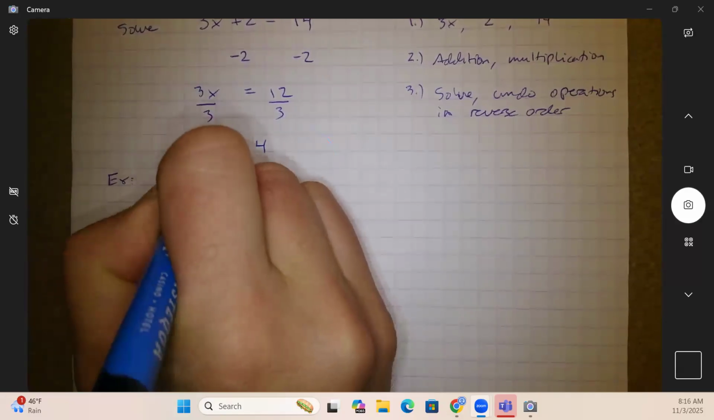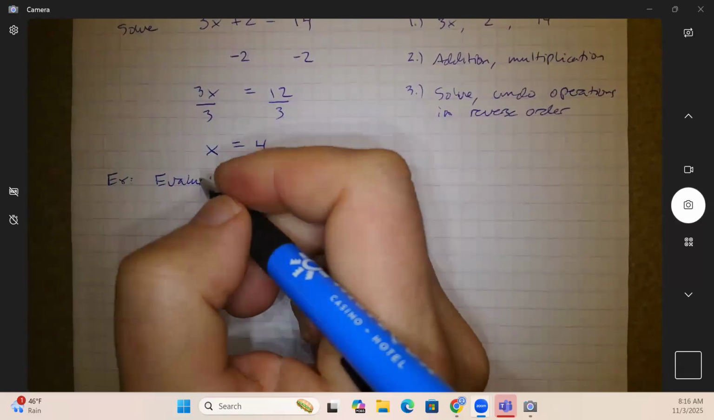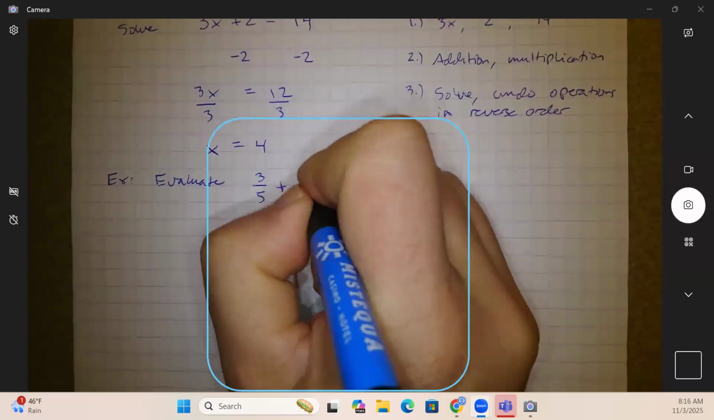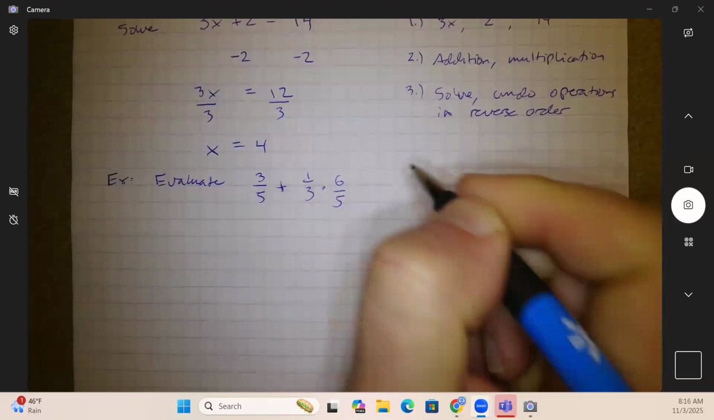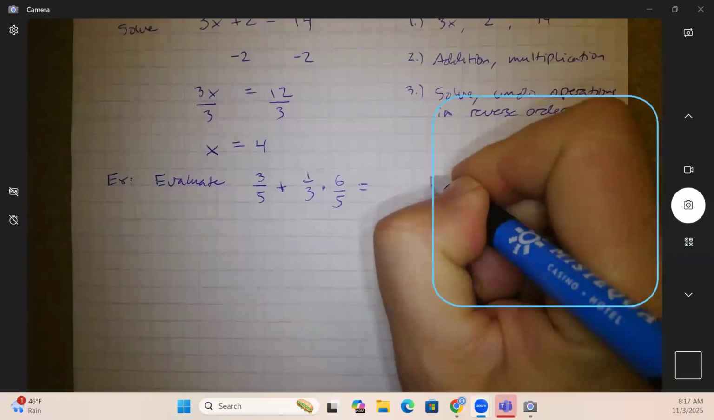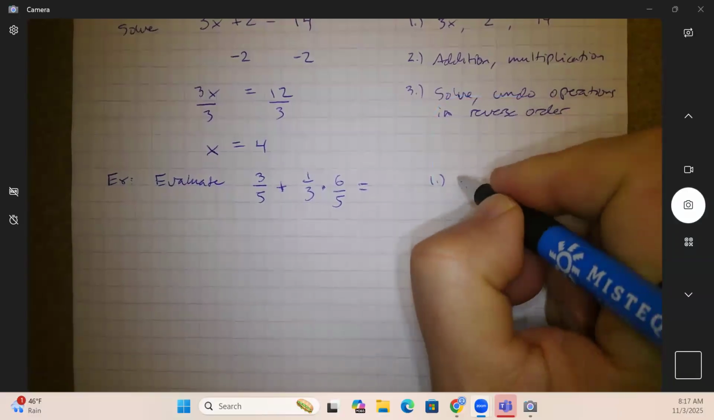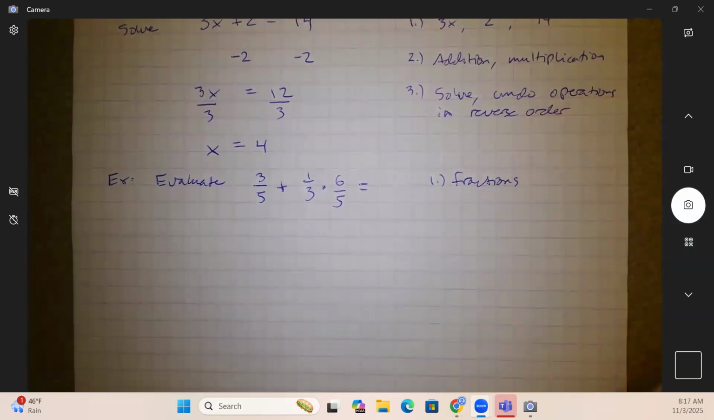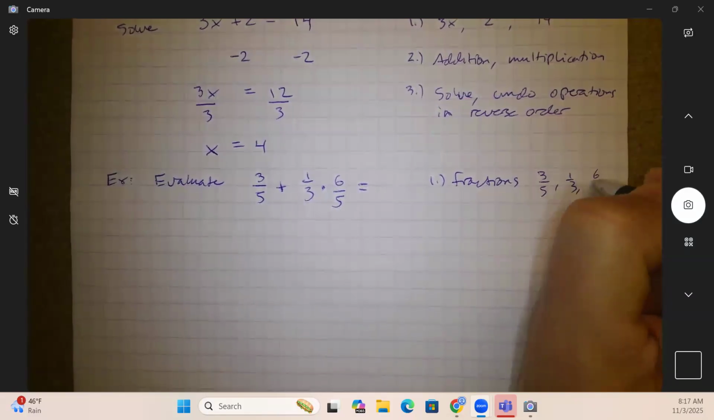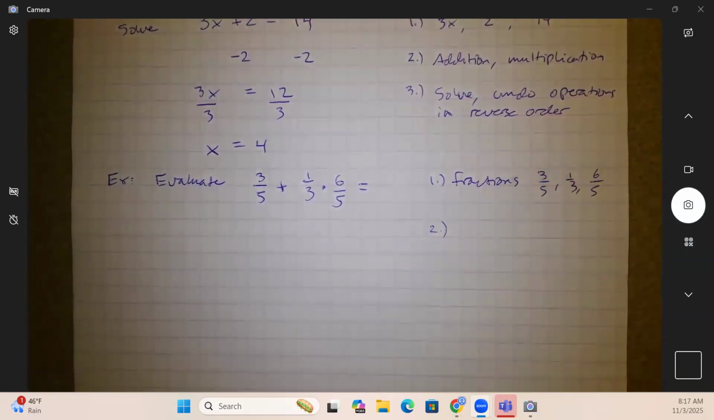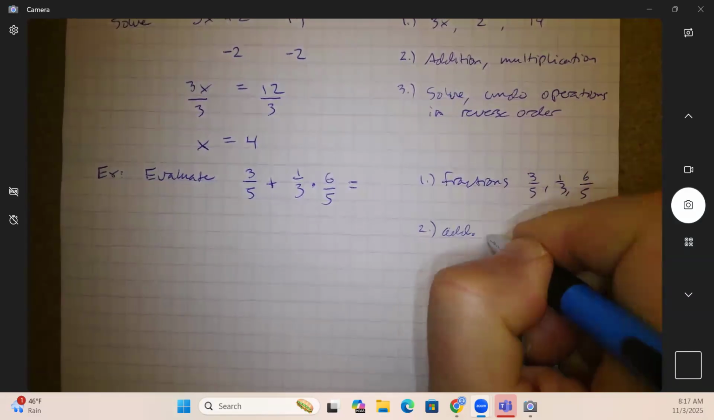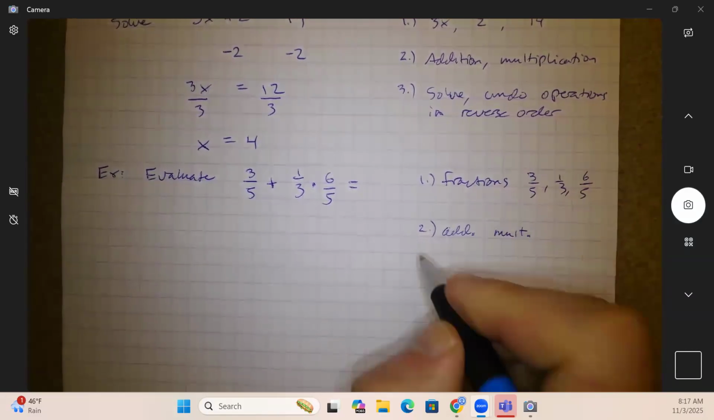Let's evaluate 3/5 plus 1/3 times 6/5. So my nouns are, well, I'm working with fractions. I won't write them again this time because, well, I will. I should. 3/5, 1/3, and 6/5. And the operations are addition and multiplication.